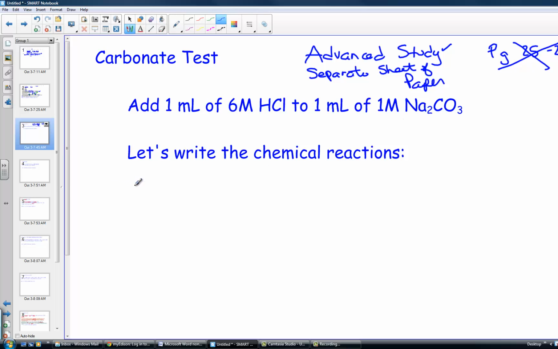Alright, so now you have a paper out. Let's begin with the first procedure, testing for the carbonate. Notice this is on the bottom of page 19 is where this begins. Add 1 ml of 6 molar hydrochloric acid to 1 ml of 1 molar sodium carbonate. This is the test for the presence of the carbonate ion.